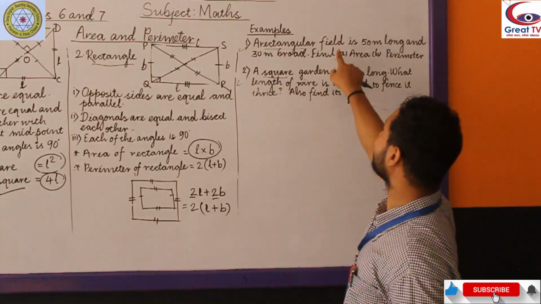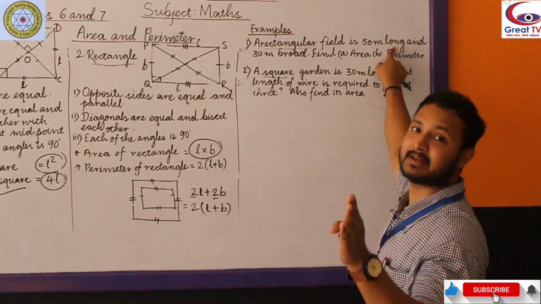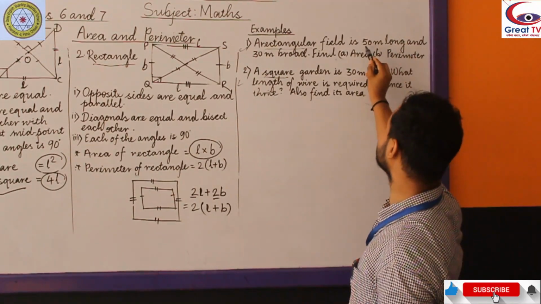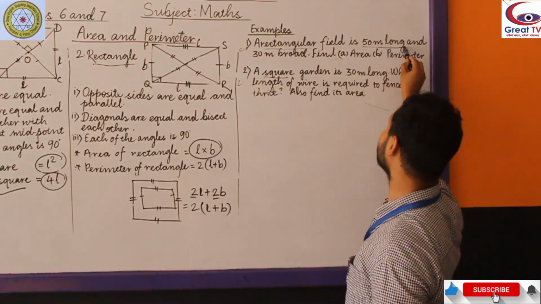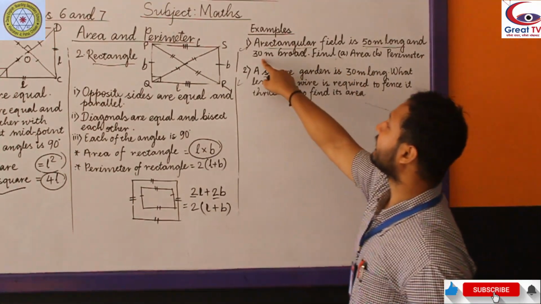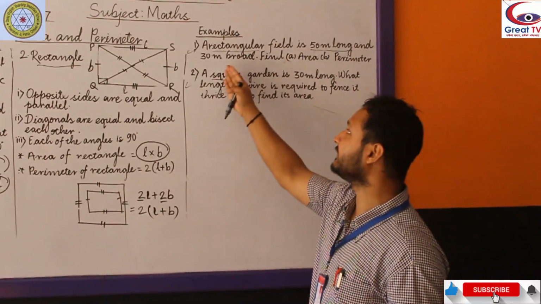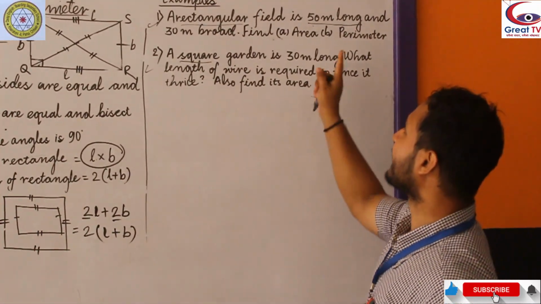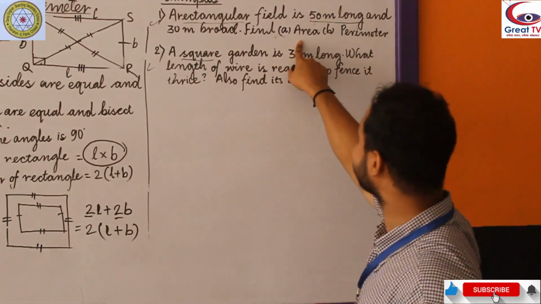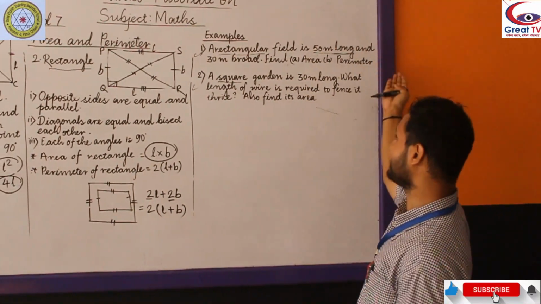A rectangular field is 50 meter long. It means the length of that field is 50 meter. This 50 meter long means 50 meter is length, and 30 meter broad. It means the breadth is 30 meter. So what we have to find? Area and perimeter. We have to find both area and perimeter.